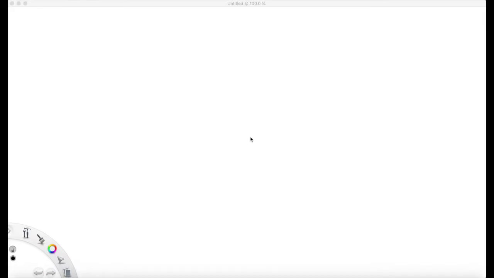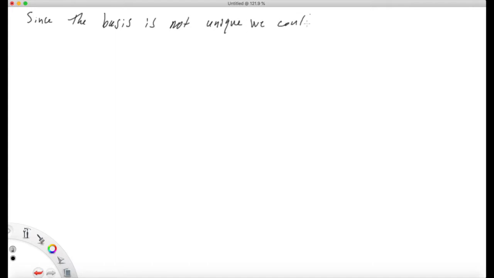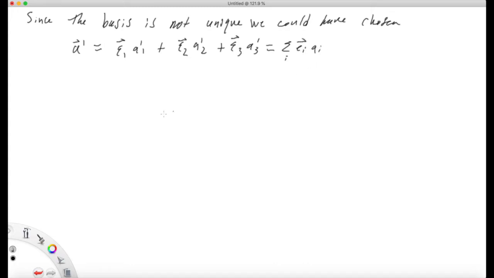Okay, and in terms of uniqueness, we can say that the basis is not unique. So we could have just chosen other basis vectors. So we could have said A is equal to epsilon 1 A prime 1, and then the same for epsilon 2 A prime 2, epsilon 3 A prime 3, and then you can write it in general using summation notation. So this is a lot of simple stuff, but it's important to get the definitions down.